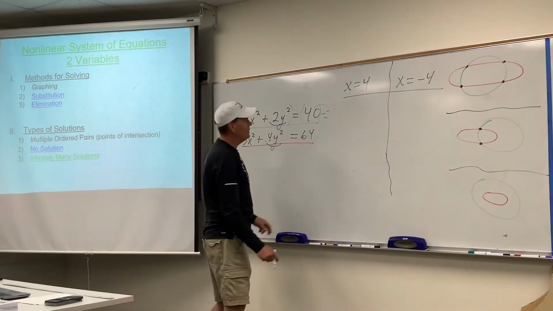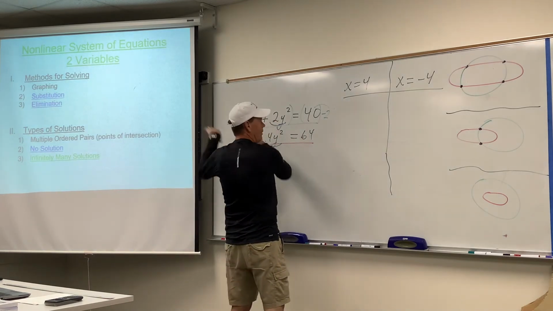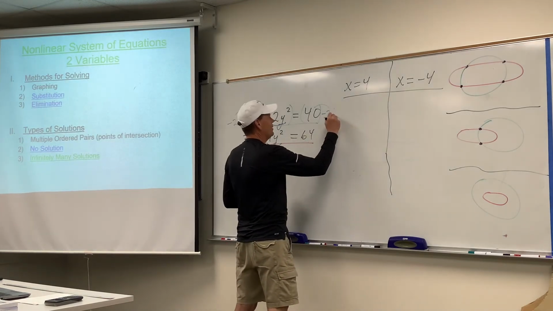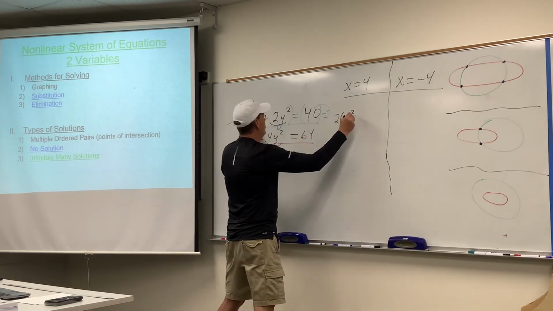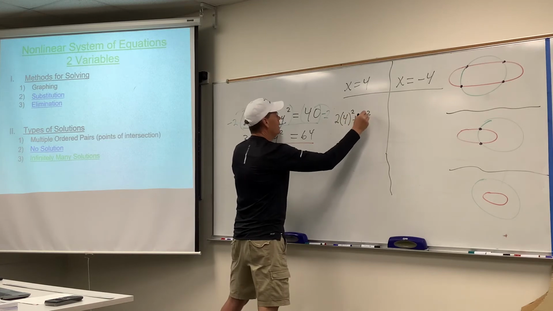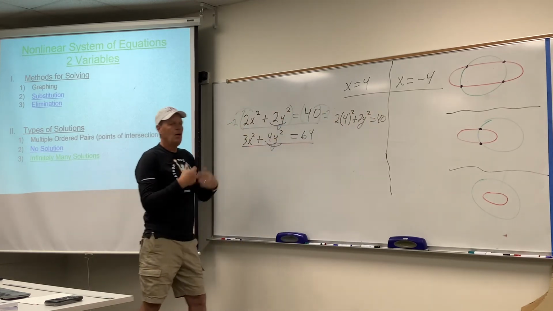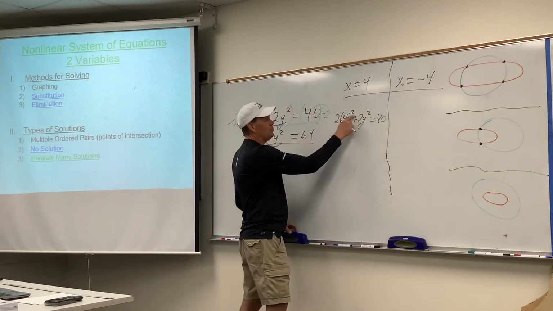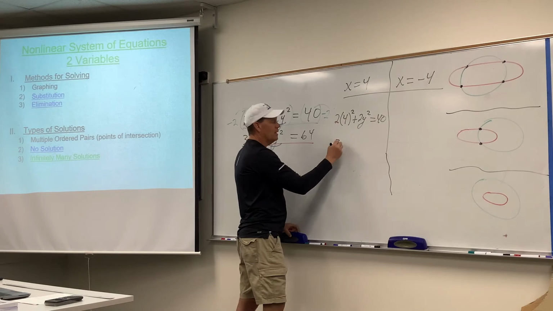Okay, so I pinned myself in a corner here again. Board space, 2 times 4 squared plus 2y squared equals 40. I've chosen to put it in this one. Order of operations, exponent, 4 squared is 16. 16 times 2 is 32.